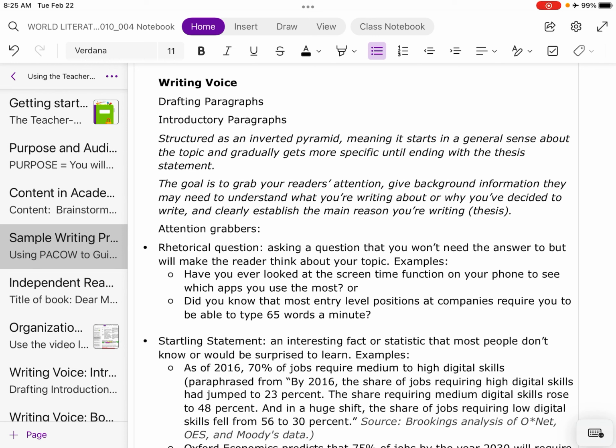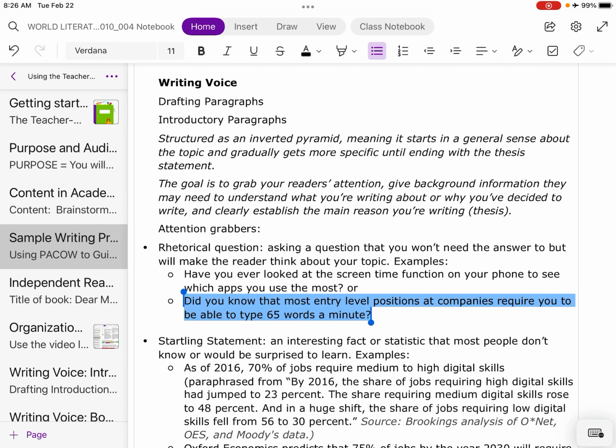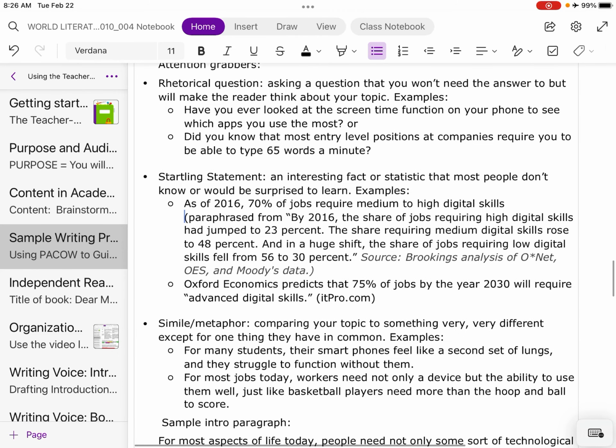A second example would be, did you know that most entry-level positions in companies require you to be able to type 65 words a minute? Again, you don't need to answer that question. You just need to think about it. I want you to think about it, and that's the whole point of an attention grabber that uses a rhetorical question. Next, I'm going to talk about the startling statement.